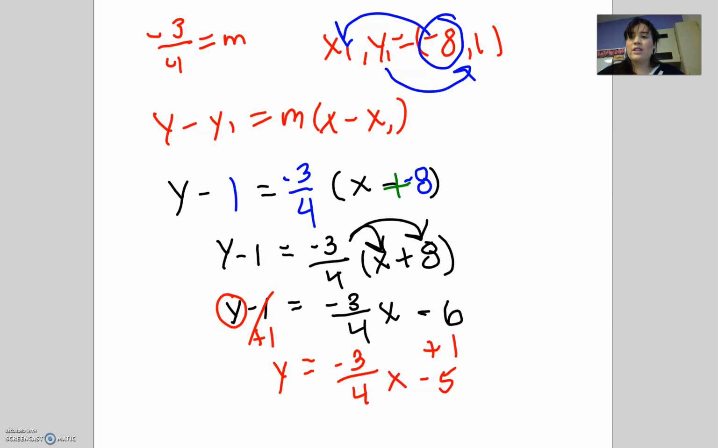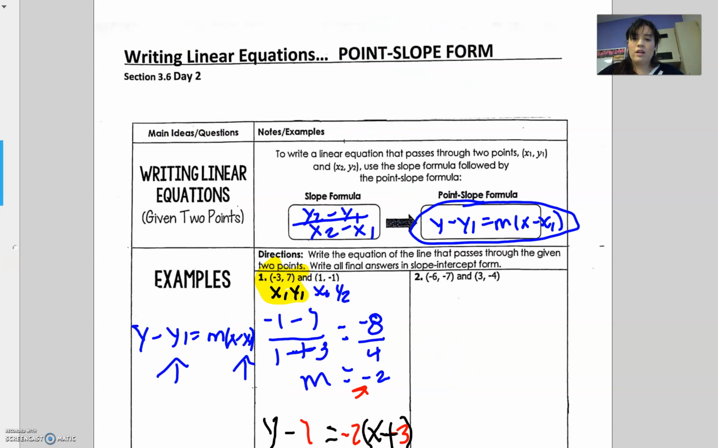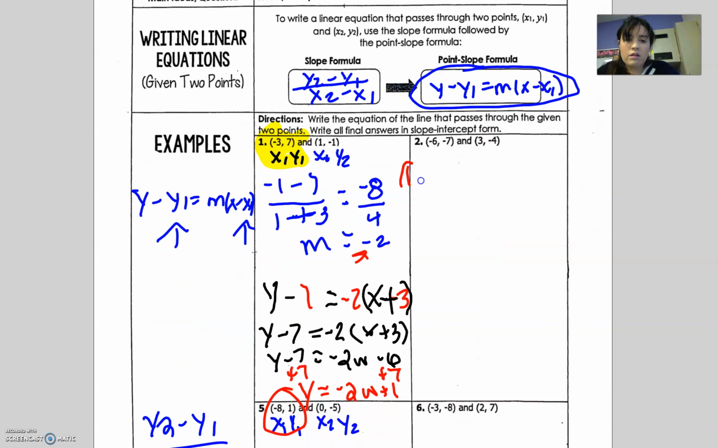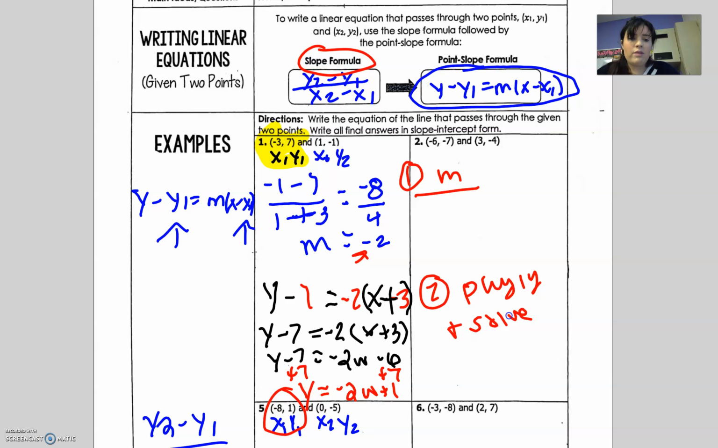Okay, so there's no tricks here. Let's go back, look at this first example. We're 1, finding m using the slope formula. And then we're 2, plugging in and solving. Okay. Now don't write 1 and 2 in this space over here because I want you guys to do 2 on your own and I want you to do 6 on your own. Okay, that's all we got.